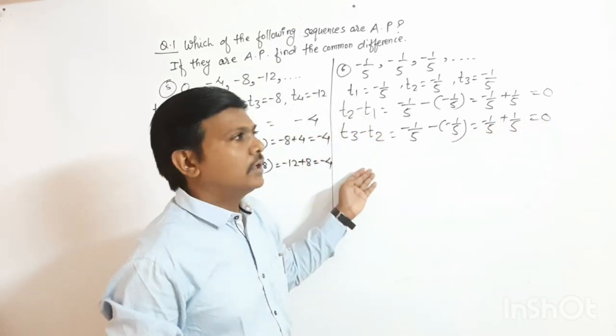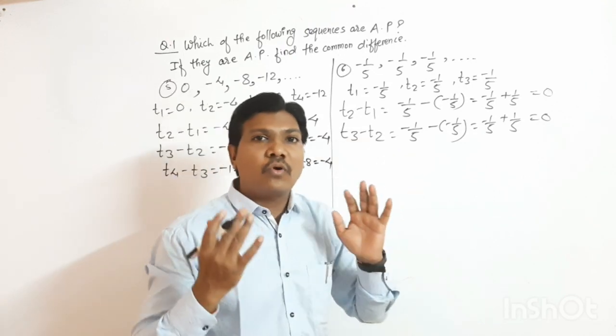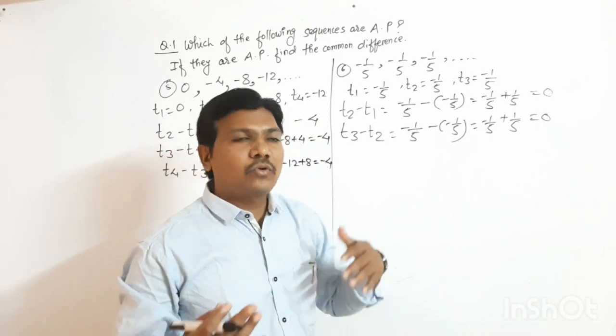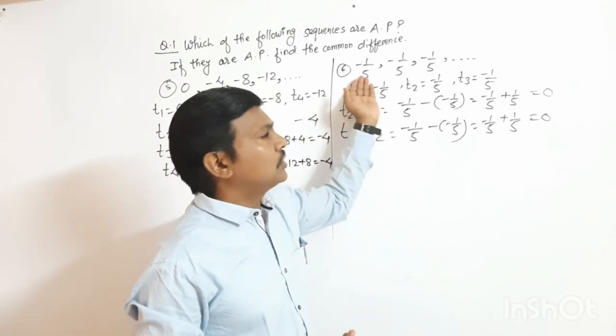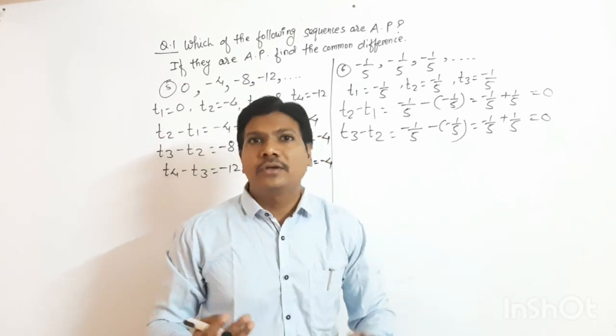So what can we write here? The common difference between two consecutive terms is constant. Therefore, the given sequence is an AP. You write here the next step.